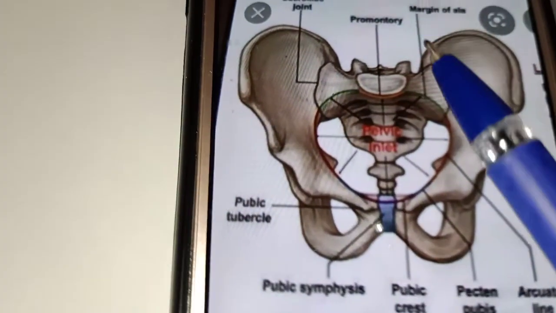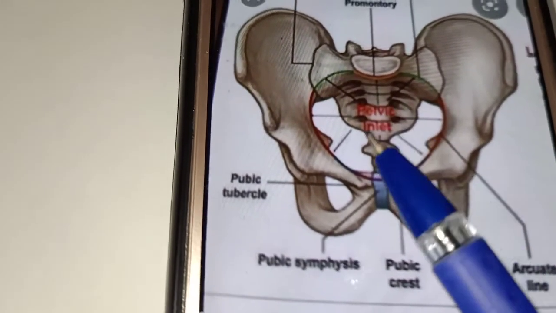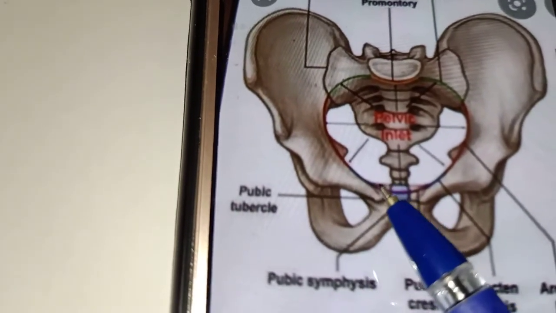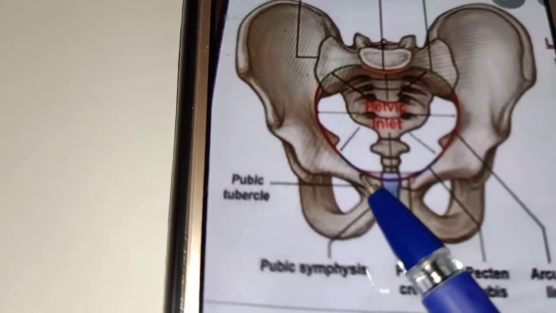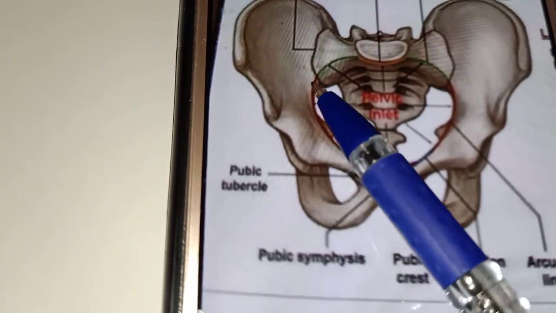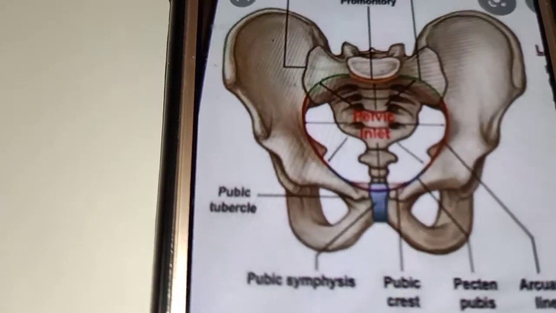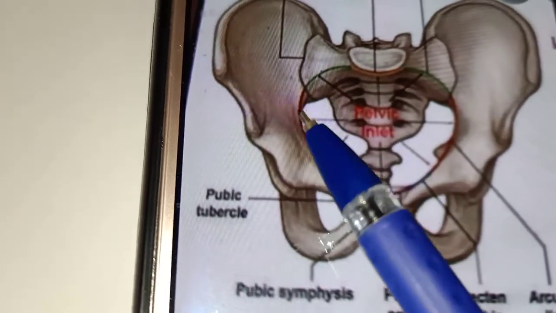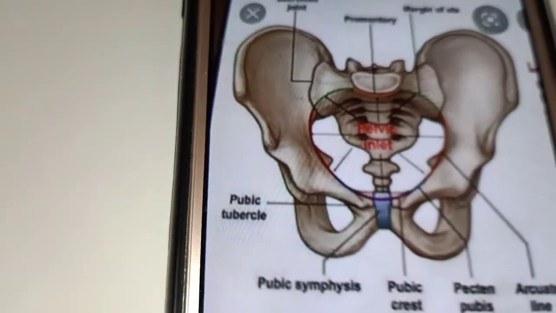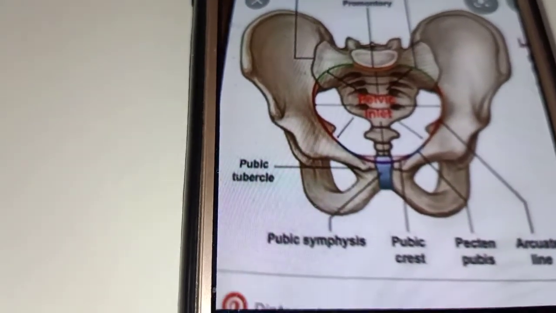It's very, very important. This pelvic inlet: the arcuate line, the pectineal line, and the pecten pubis with the pubic crest, together form the linea terminalis. This together is known as the linea terminalis. So, this is about the pelvic inlet. Please remember the boundaries.